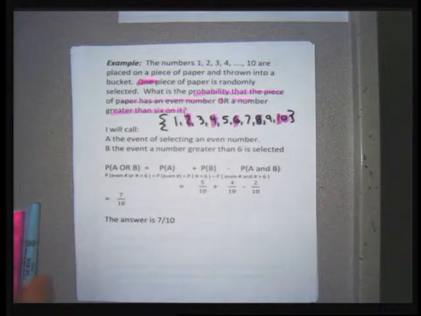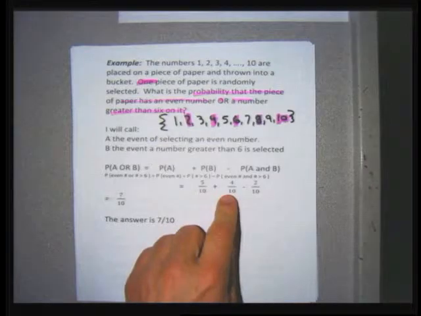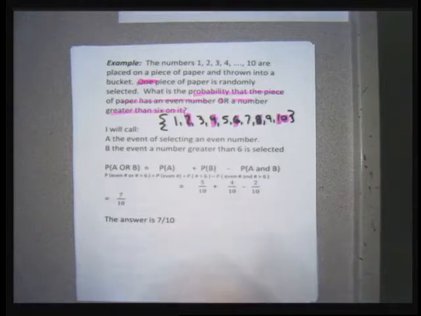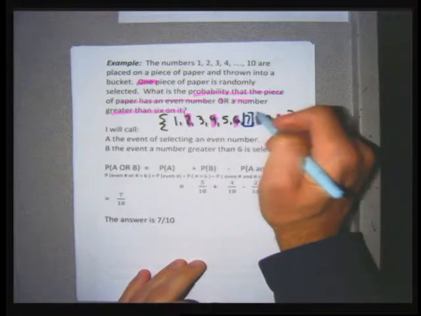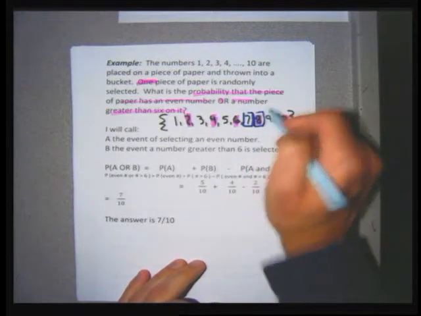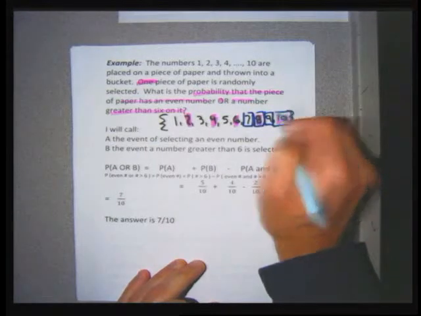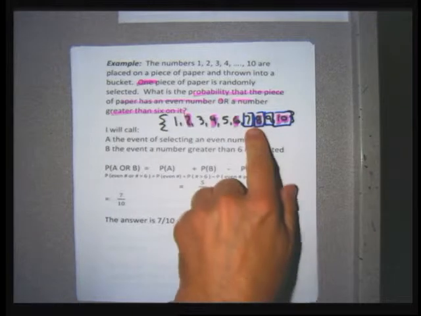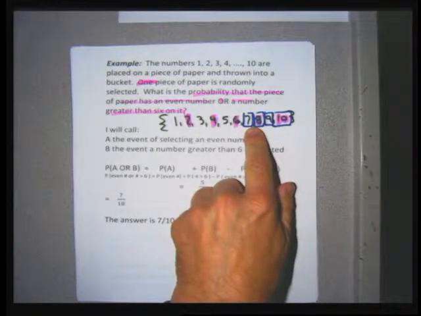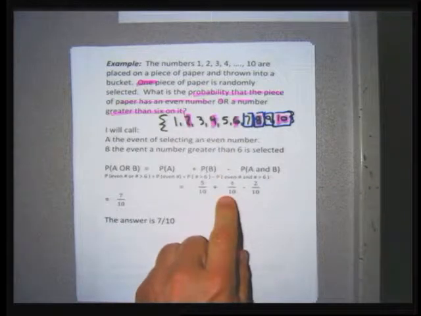For B, the probability of B is also going to have a 10 in the denominator because there are 10 numbers in the sample space. And to do the probability of B, I have to count all the numbers in the sample space that are greater than 6, but not equal to 6. So the probability of B is going to be 4 out of 10 because there are 4 numbers in the sample space that are bigger than 6.